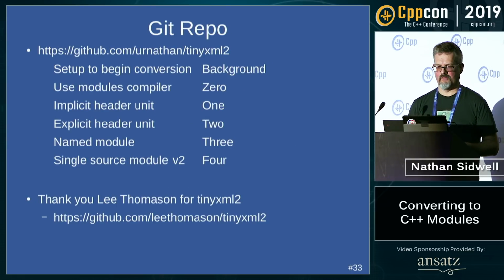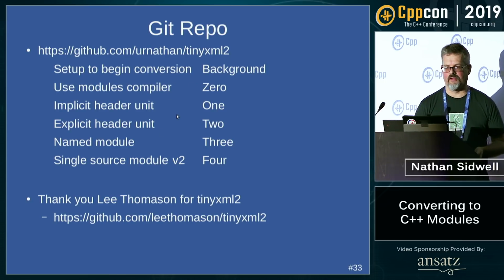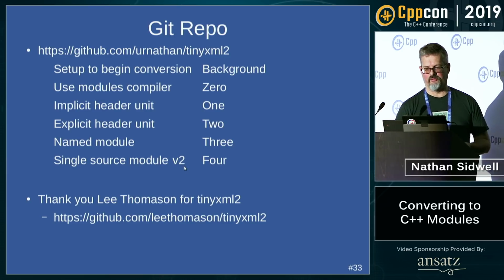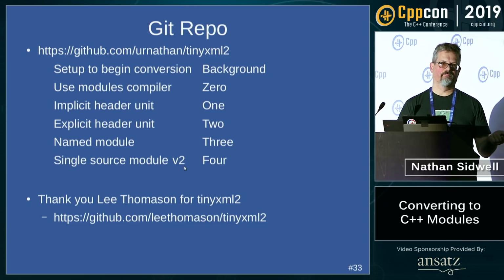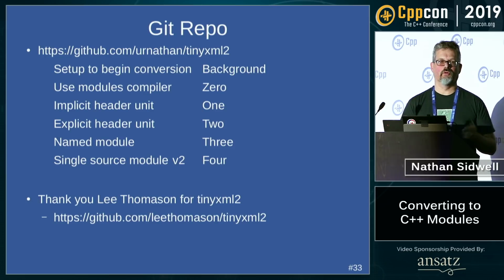Right, okay, so this is the Git repo. It's there, and this is the mapping onto the slides of the various commit messages that are in that. You can guess I flubbed the first commit on that one. There's a v2 commit, but you'll see it. As I say, thanks to Lee Thomason for providing a library that was suitable to convert in the time available. If you want the real XML2, go there to get it.